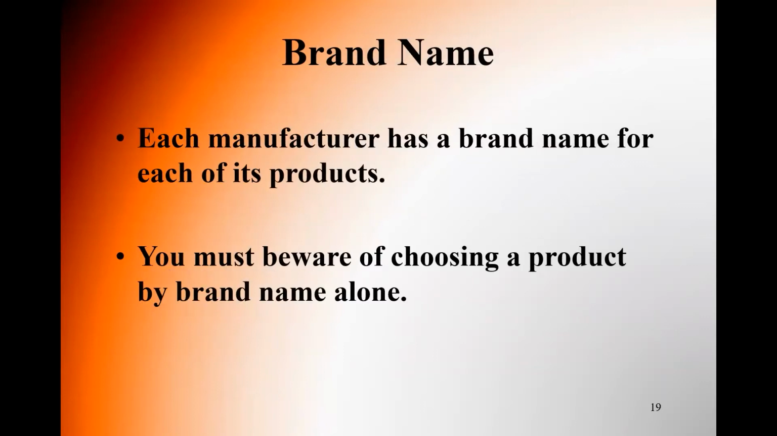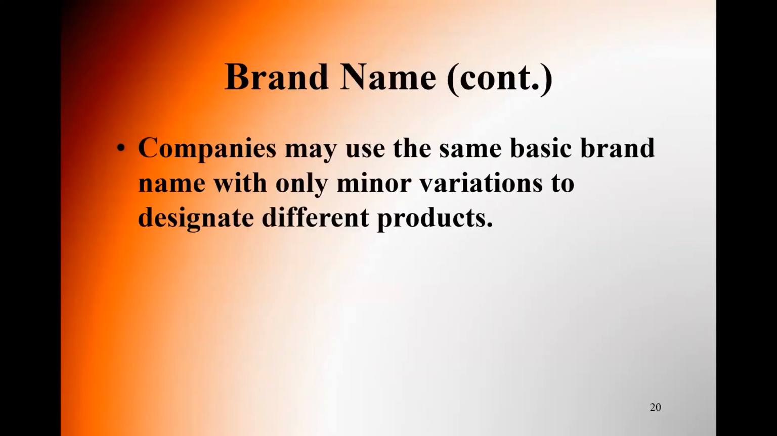The first thing that you're typically going to find is the brand name. Each manufacturer has a brand name for each of its products, and you have to be aware of choosing a product by brand name alone, because some of these things use some very fancy naming techniques. They may use the same basic brand name with only minor variations to designate different products. So it could make some of these things very difficult.